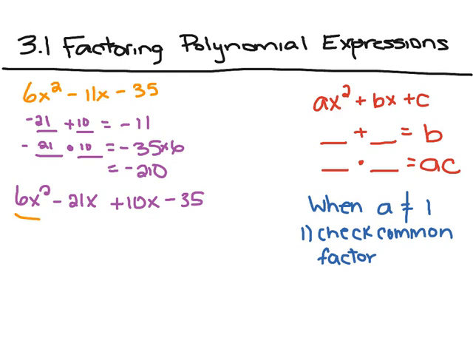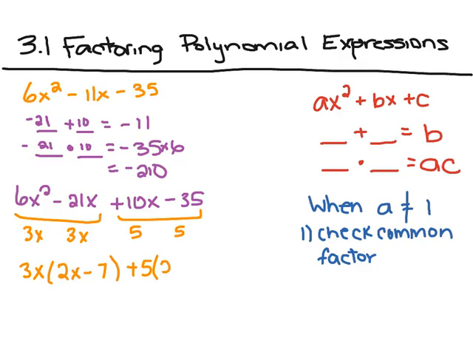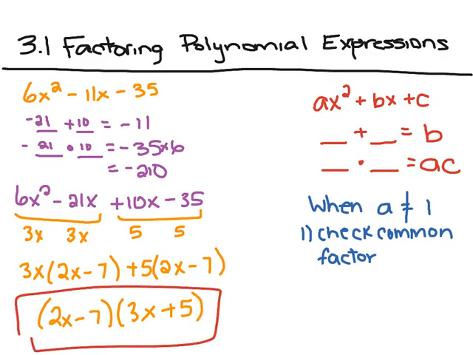Split it into two groups. And we take out a common factor, so 3x and 5, and we're left with 3x times 2x minus 7 plus 5 times 2x minus 7. Our common factors in the binomial are the same, so we have 2x minus 7 times 3x plus 5. And this is our factored trinomial.